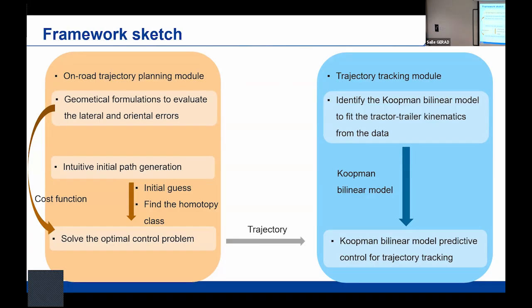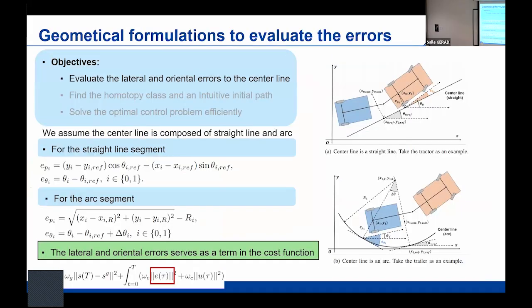Once it gets the trajectory, the problem is how you can track the trajectory well. In that case, we use this Koopman bilinear model to track the entire thing. I don't have much time, but the basic idea is that we assume the center lines are composed of basically two things: either a straight line, or when you turn, an arc. Then we write out the geometry errors in this case.